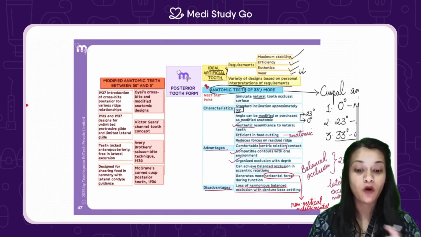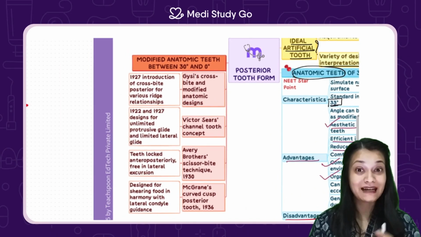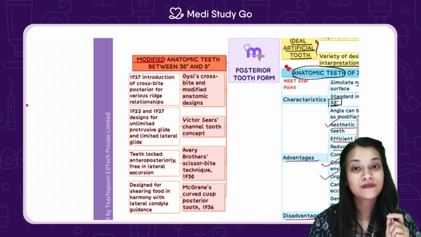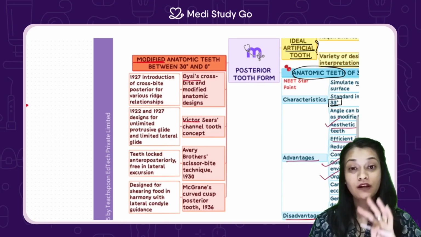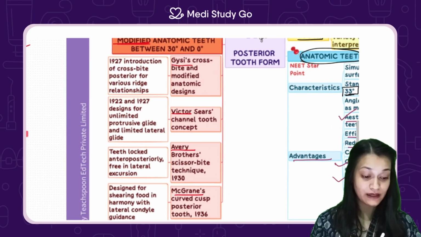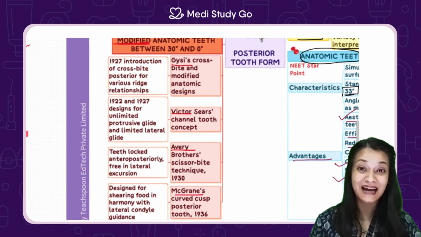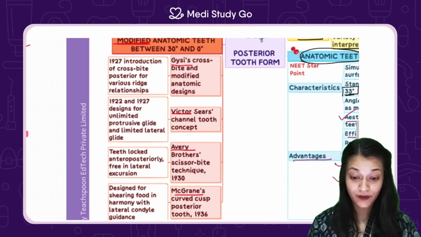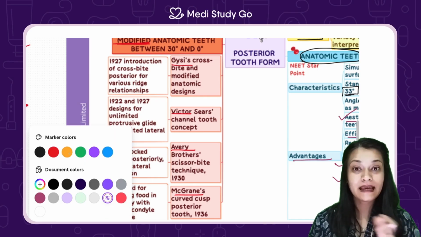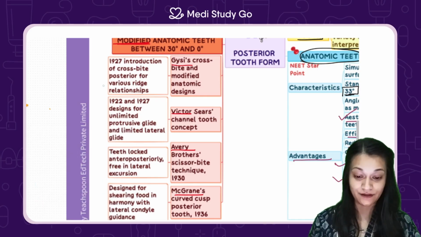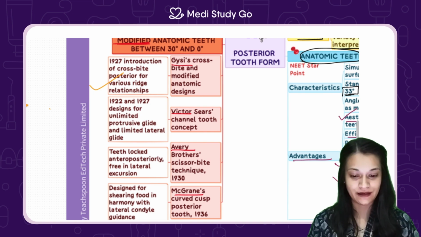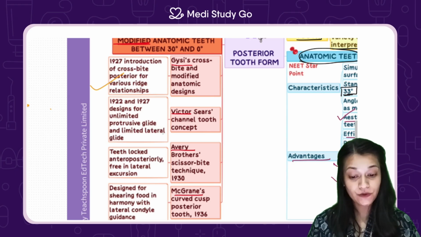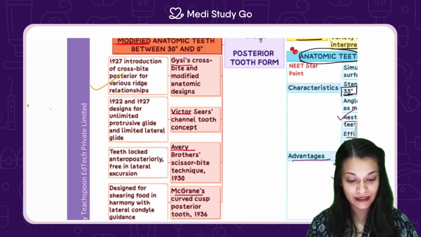So then there was a modification somewhere between 33 and 0 degree, and we came to the semi-anatomic teeth. There were four people, Gysi, Victor, Avery, and Myerson, who came up with altered designs. According to Gysi, they came up with a cross-bite articulation for various ridge relations. So Gysi introduced the posterior cross-bite relation.